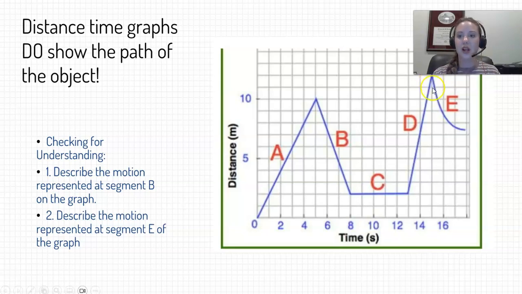And then we slow down, we decelerate. See this curved line that's going the other direction? Yeah, so we are slowing down here, and then our graph ends at about 18 seconds, okay?